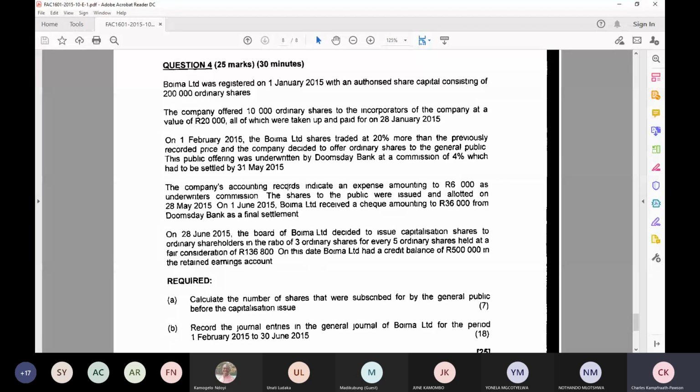I'm going to read through the required part first. The part that I'm going to ask you to do is part A, is to calculate the number of shares that were subscribed for by the general public before the capitalization issue. They tell you what they want, when they want it. Calculate the number of shares that were subscribed for by who? The general public before the capitalization issue.